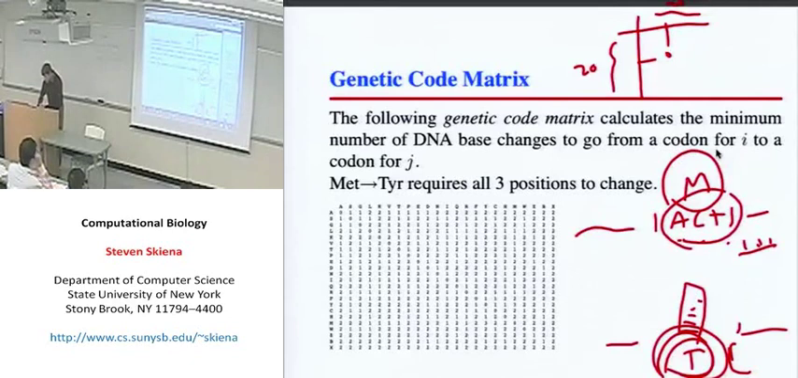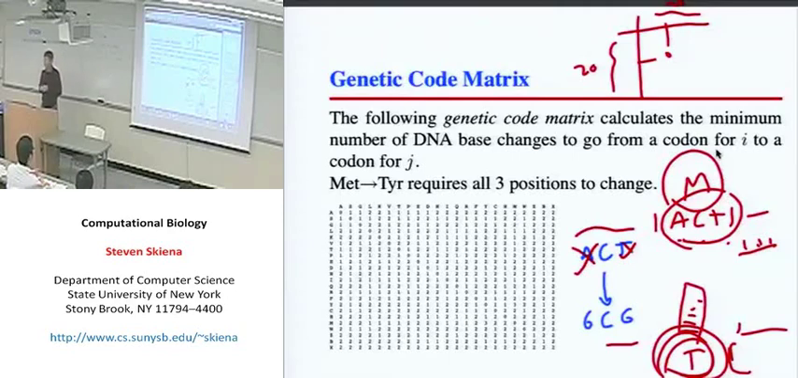Suppose we have a triple, I'm going to say ACT, and another triple, GCG. In order to go between this and this, I claim that there are 2 mutations you need to make. This needs to change, and this needs to change.